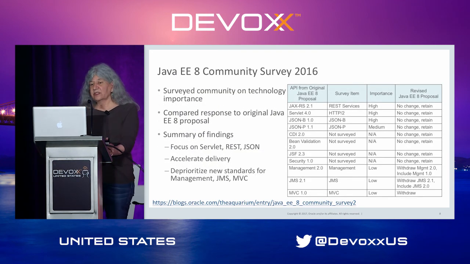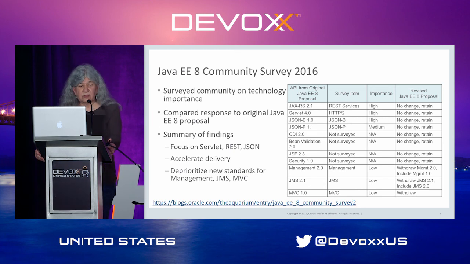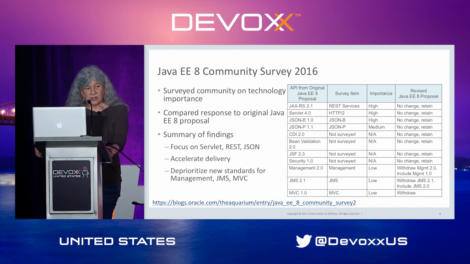This shows the results of that survey. The URL here is useful. I would encourage you to check through to that blog. So basically, the results here are to focus on technologies that were important for support for microservices like REST, JSON, servlet, to accelerate our delivery and to deprioritize areas that we didn't think were as relevant for this purpose.